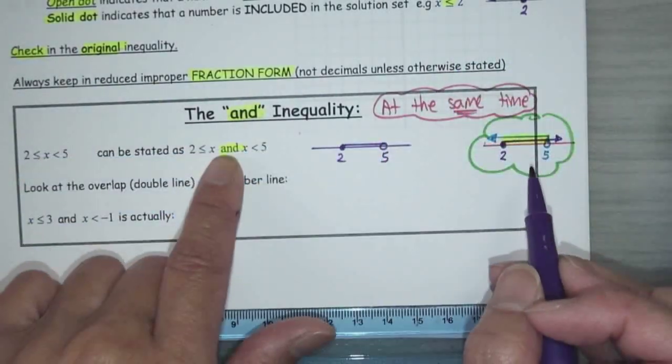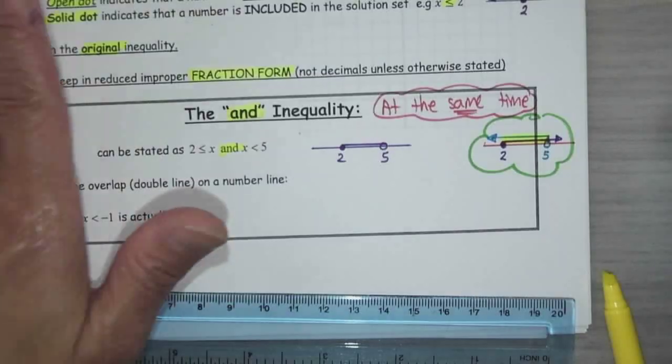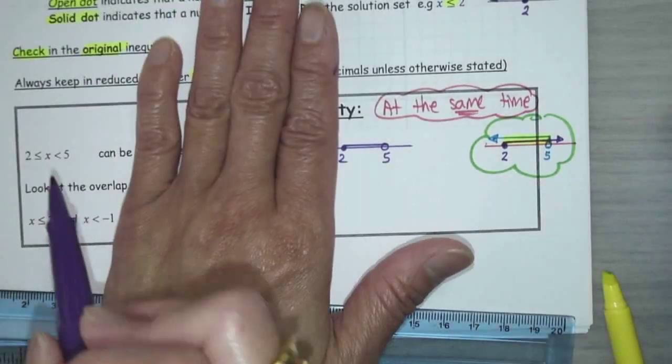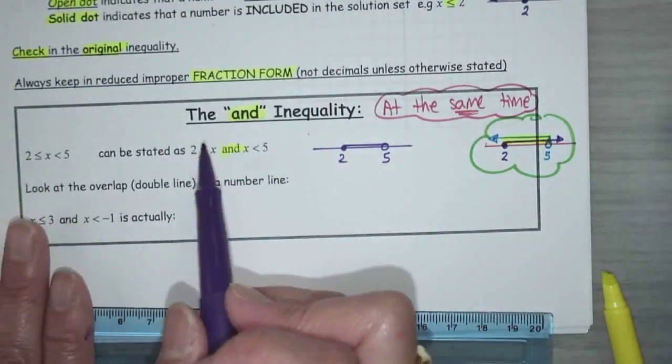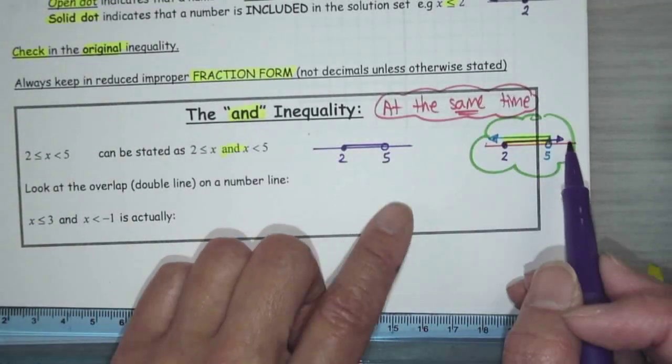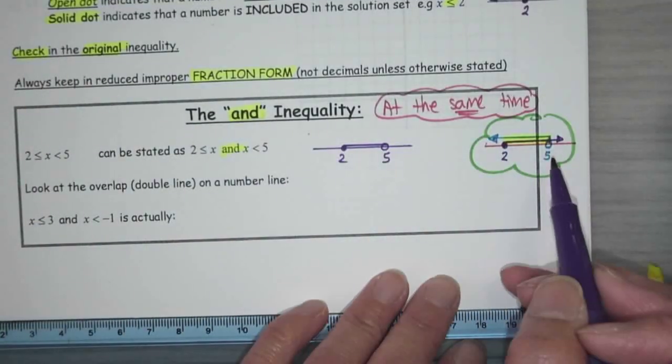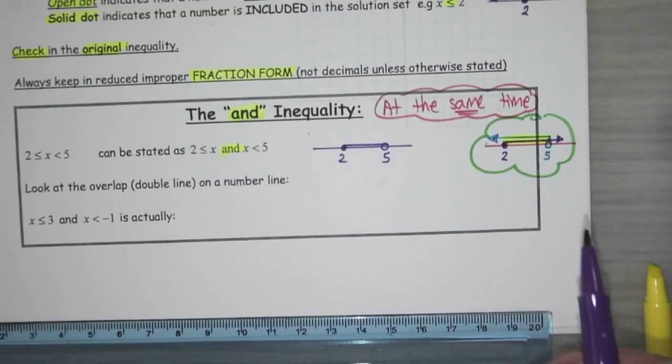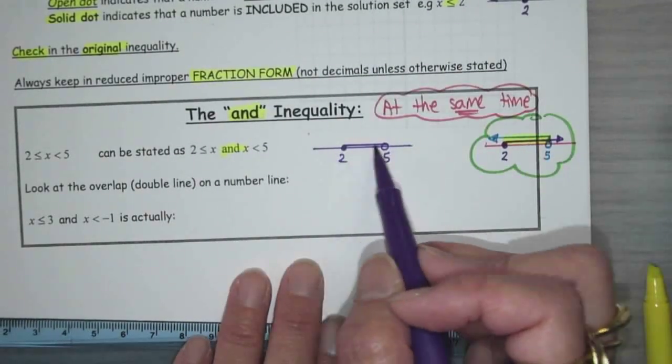So this and statement, and what I'm going to do is I will sometimes give you this, and sometimes give you this, but you have to know that they're equivalent. Okay, so this is saying greater than or equal to 2 and less than 5 at the same time. So I mean double, which is between the two.